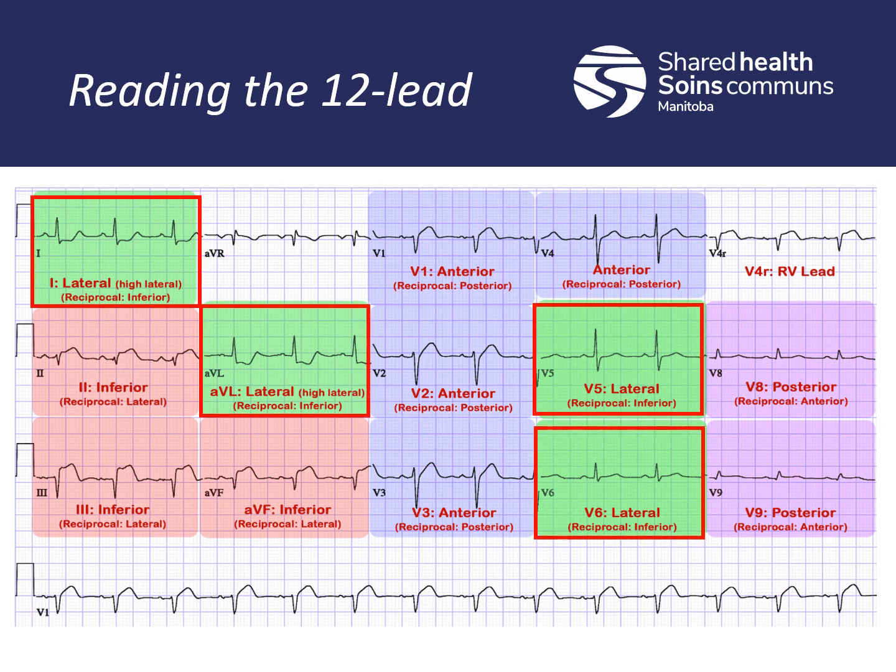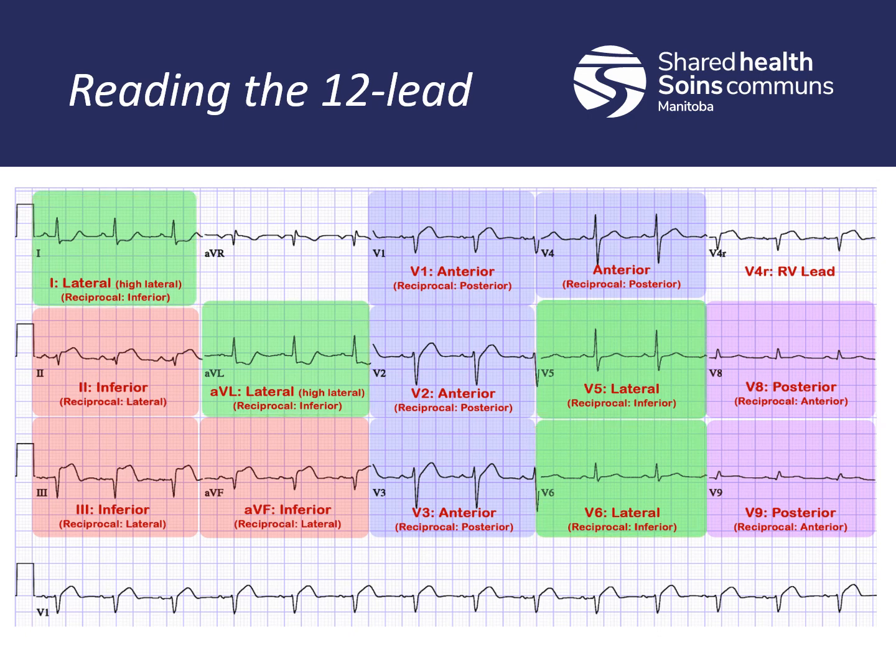In lead 1, AVL, V5, and V6, these leads are the lateral leads, looking at the left side of the heart. V1 and V2 are the septal portion. And finally, the anterior piece, which is leads V3 and V4.